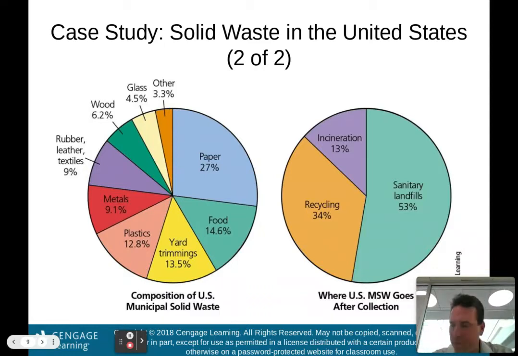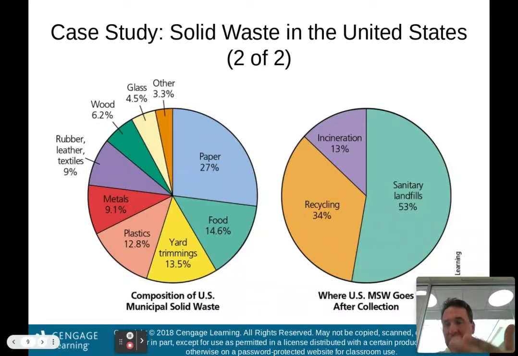So you'll notice on the left-hand side here, what are we looking at? We are looking at the composition of U.S. municipal solid waste, and where that U.S. municipal solid waste goes after collection, all right? So this is just a basic chart here. So you'll notice on the left, paper, 27% of our municipal solid waste. Again, what is municipal solid waste? That stuff you and I, right? Municipalities, what towns are kind of creating. We're not talking about industry here. So most of it is paper, most of it is food waste, yard trimmings, plastics, metals. You'll notice some rubber and leather, some wood, some glass, etc.